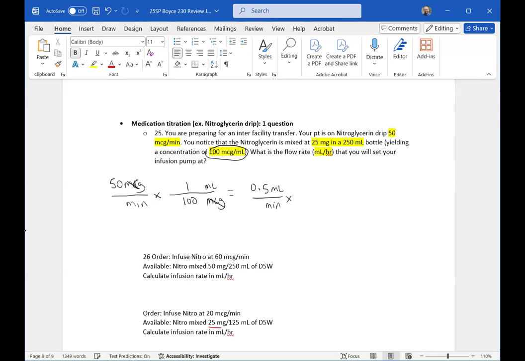We don't want ml per minute. We want ml per hour. So the next thing I need to do is convert minutes to hours. So minute to hour, 1 hour, 60 minutes. And I'm going to get an answer of 30 ml per hour.